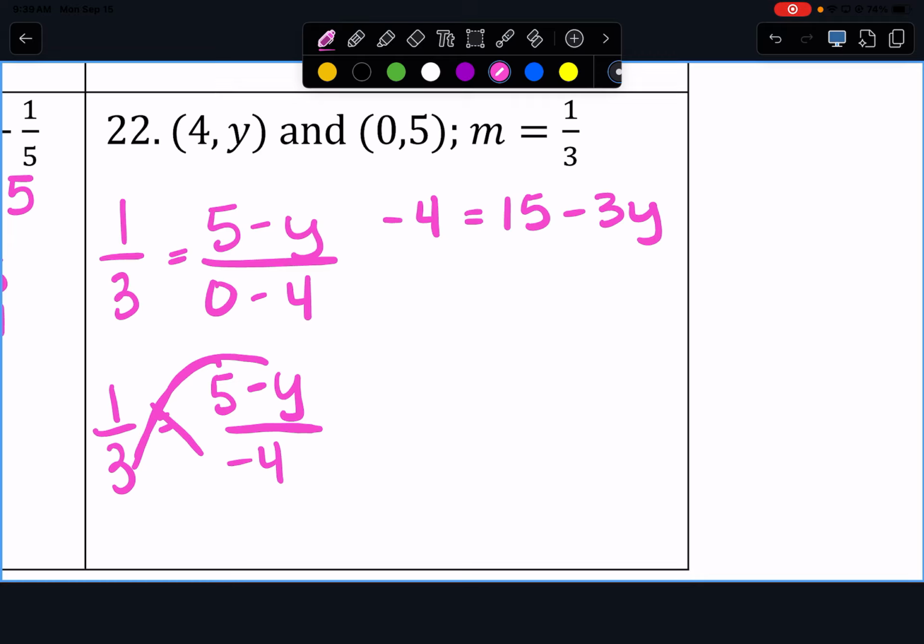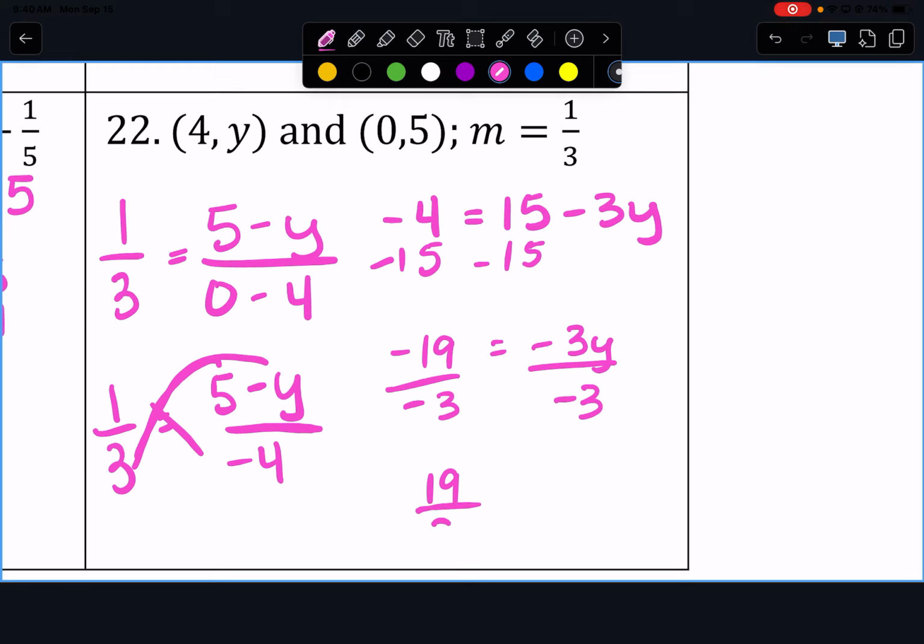From there, what do I do to solve? What is negative 4 minus 15? Equals negative 3y. How do I solve? So a negative and a negative make a positive. And can I simplify 19/3? So that is our answer.